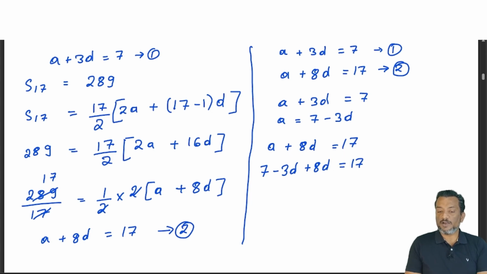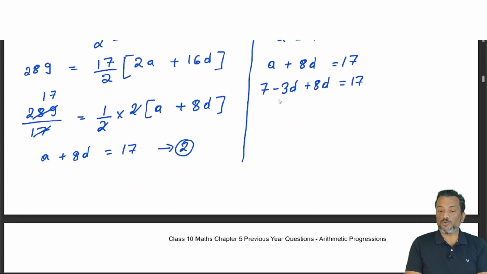Now after that you can solve this one. So how much will you get? Here we will get 7 plus 5d is equal to 17. Now you can transpose this 7 from the left side to the right side, so it will subtract. So you can say 5d is equal to how much? 17 minus 7, so you will get 5d is equal to 10.